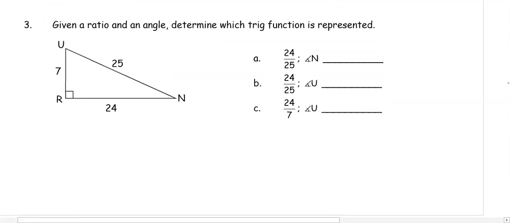So let's try another problem similar to the one we just did. This time we have angle N. We have 24, which is the adjacent side because it's next to our angle, and 25, which is the hypotenuse, so this would be cosine. Using angle U, we have 24, which is the opposite side, and 25, which is the hypotenuse, so we use sine. And again, using angle U, we know that 24 is the opposite side, so 7 is the adjacent side, so this would be tangent.